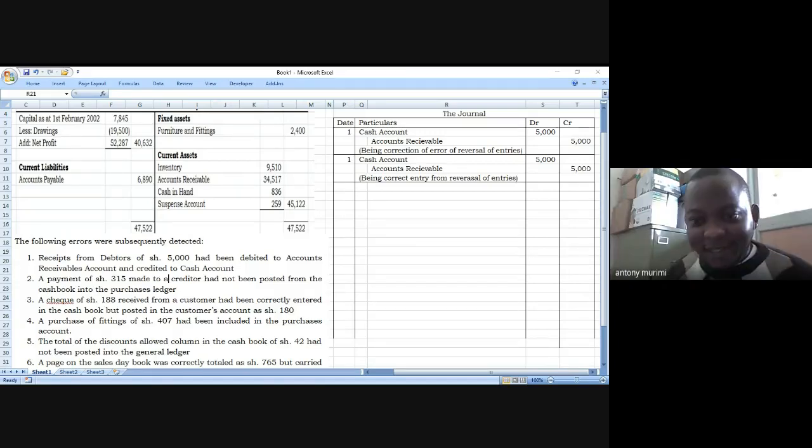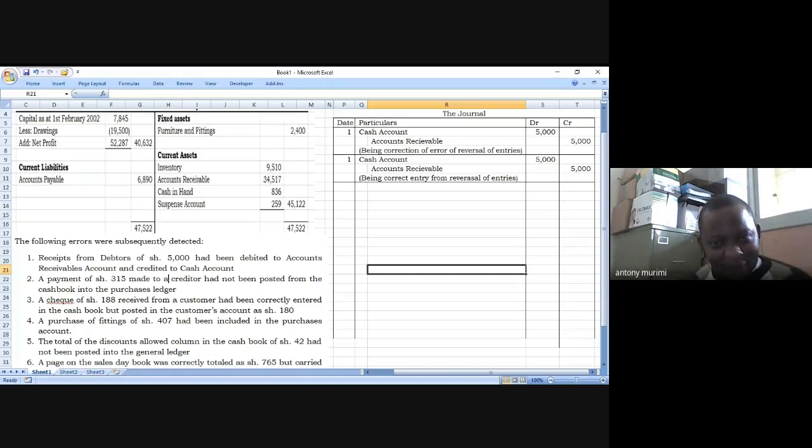Anyway, so for this transaction, let me repeat. A payment of 315 made to a creditor. In this case, he ought to have credited cash or bank and then debited the creditor. We are not told of what happened to the cash account, so we assume that the cash account is okay. So the problem is in the purchases ledger.